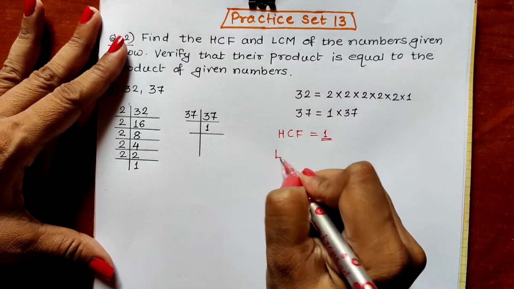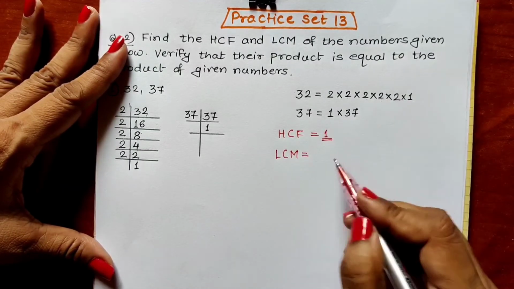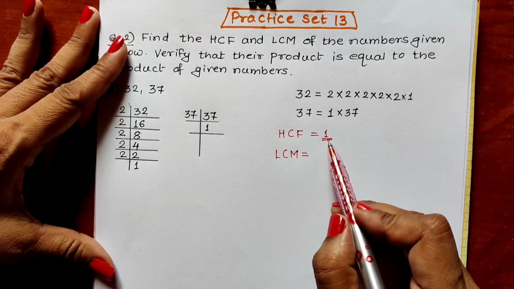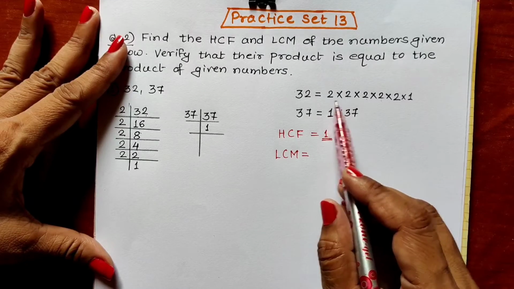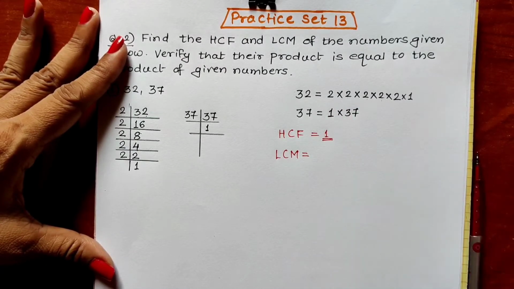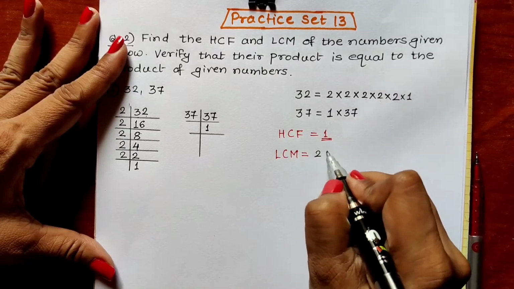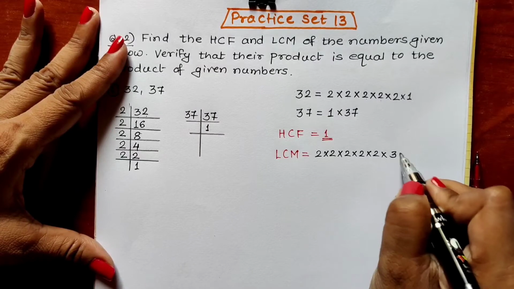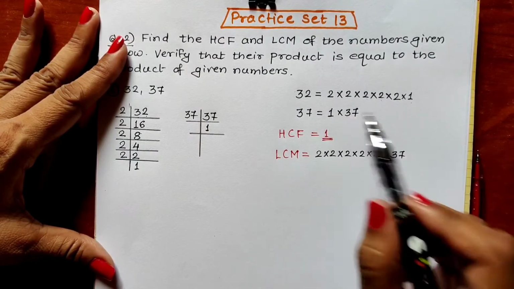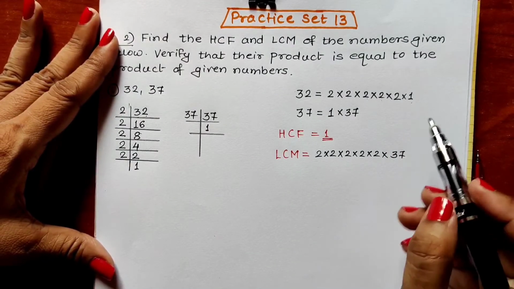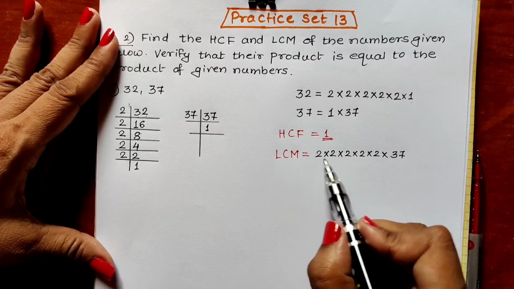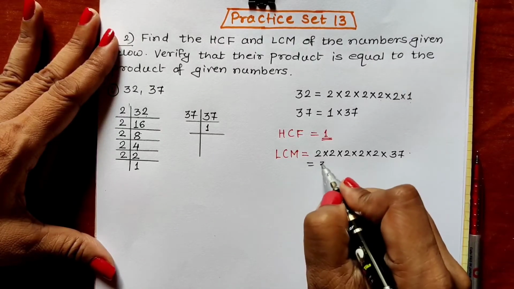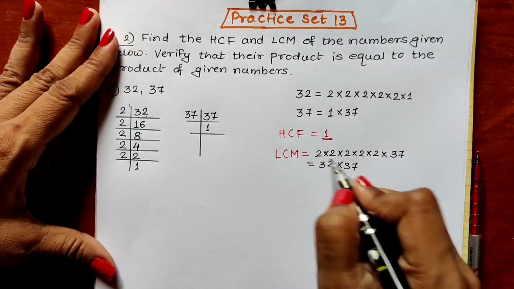Now for LCM, what do we have to write? We have to write the common factors multiplied by the non-common factors. The common factor is 1, so we have to multiply all the non-common factors. So let us multiply: 2 into 2 into 2 into 2 into 2 into 37. I am not writing the 1 because it will not make any difference. Now 2 into 2 into 2 into 2 into 2 means 32, into 37. These are the factors.